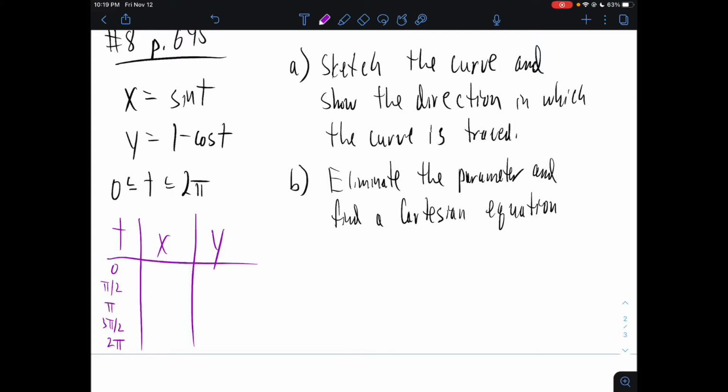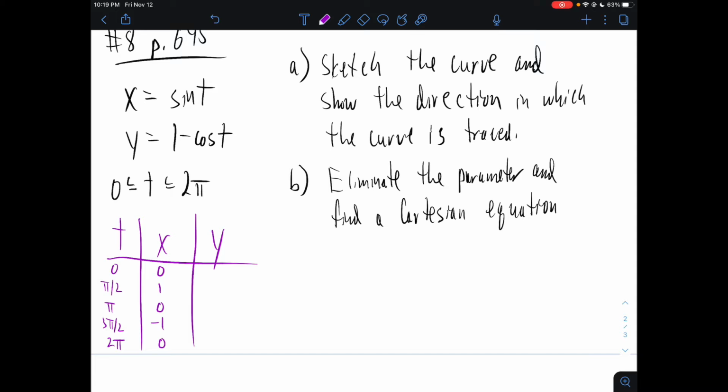When t is equal to 0, sine of 0 is equal to 0. So we get an x value of 0. When t is equal to pi over 2, x is equal to 1, because that's sine of pi over 2. When t is pi, x is equal to 0. When t is 3 pi over 2, x is equal to negative 1. And when t is 2 pi, then x is 0 again, because we're just using the sine function for getting our outputs for x.